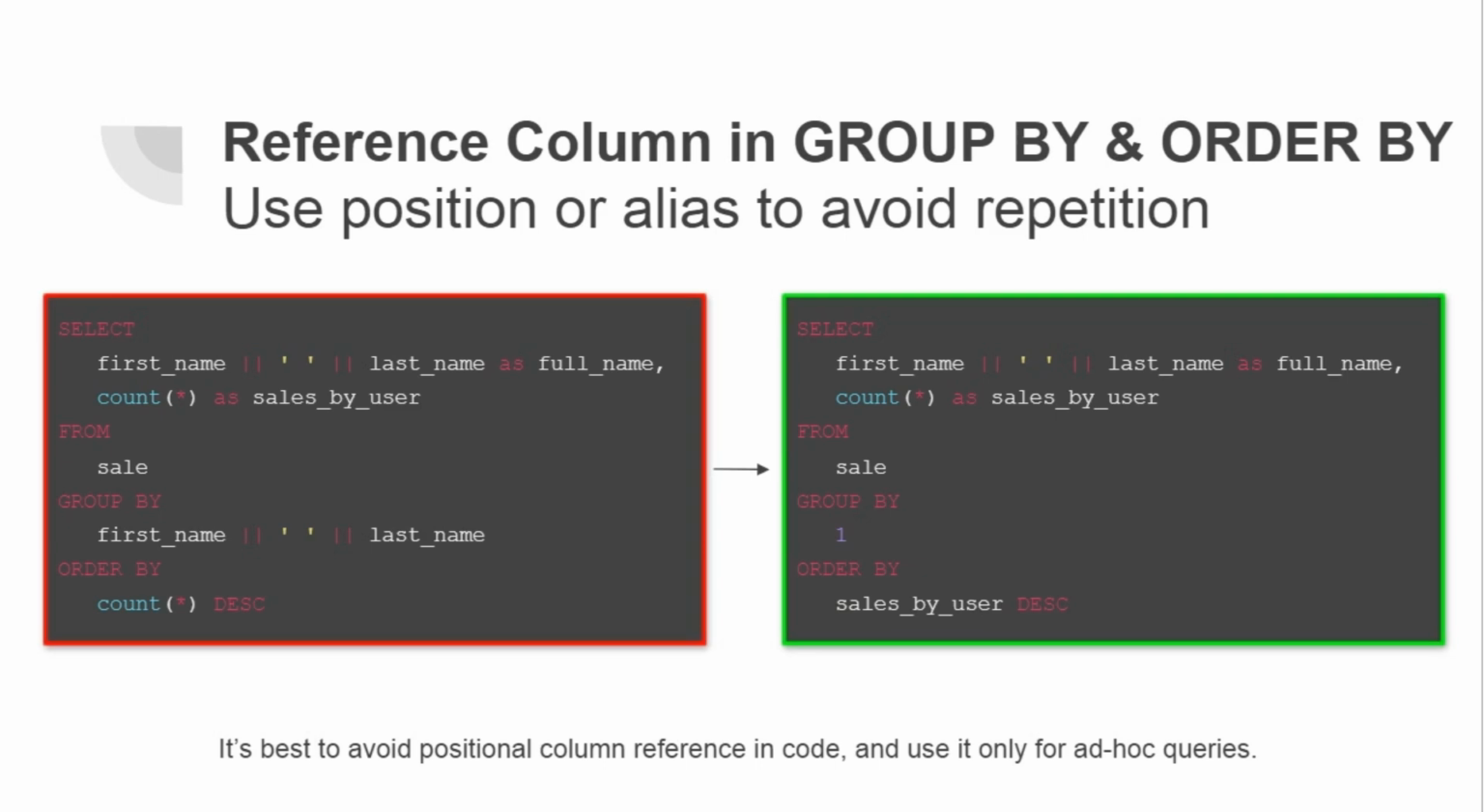Now, a word of caution. In production or queries you write for a specific system, I strongly suggest to either repeat the expression or use the alias. Don't use positional arguments, okay? But if you're just writing code, like you're using psql, going back and forth in an interactive session and you want to do things really, really quick, then it's very quick to just write group by one, order by two. It's great. It's very fast.